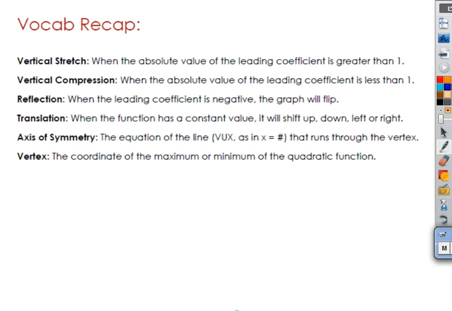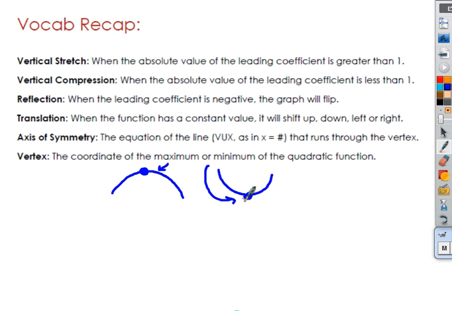Vertex, the coordinate of the maximum or minimum of the quadratic function. If your quadratic function opens down, then you have a maximum point. If your quadratic function opens up, then you will have a minimum point.